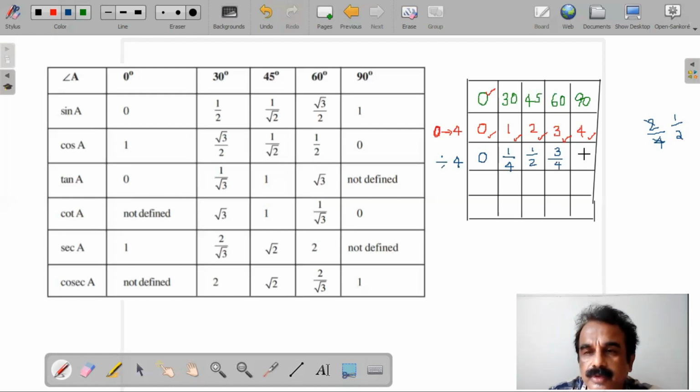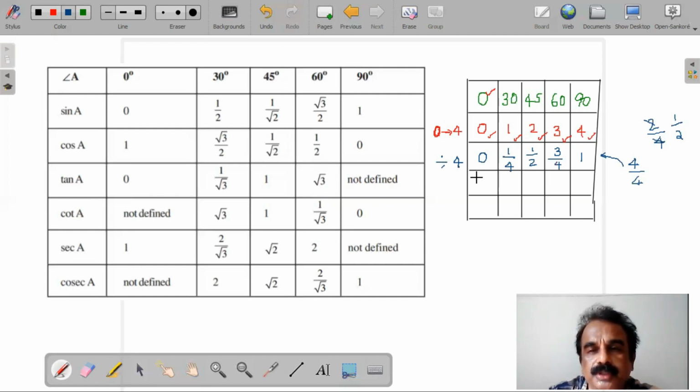So 3 by 4, 4 by 4 is 1. Repeat: in the first row, you write all the standard values which are to be learned. In the second column, write from 0 and continue. Write the whole numbers continuously. Then after 5 columns, it will end.